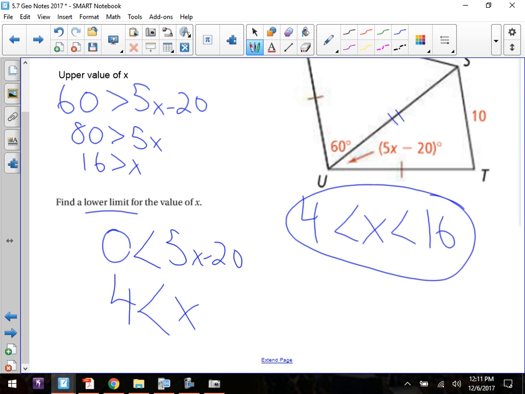You have a floor of 0 and a ceiling of whatever the angle is. When you write compound inequalities, you always put the smallest number on the left, and then it's always two less-than symbols, and then the larger number. Because this means that x is bigger than 4, but yet smaller than 16.